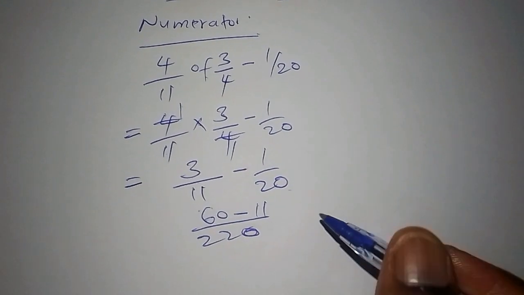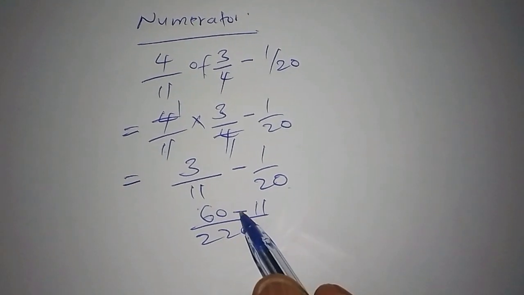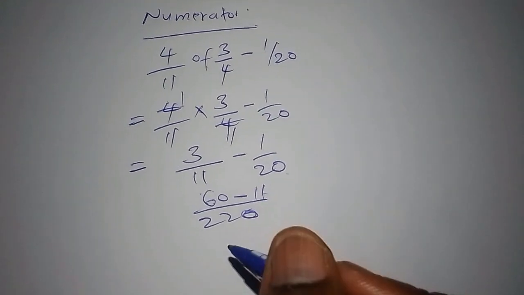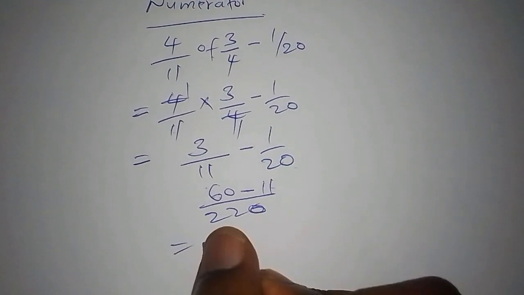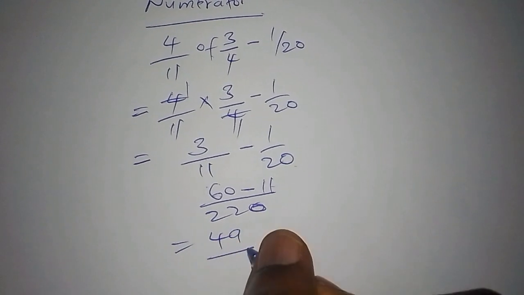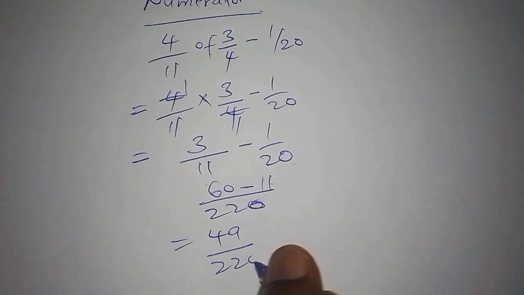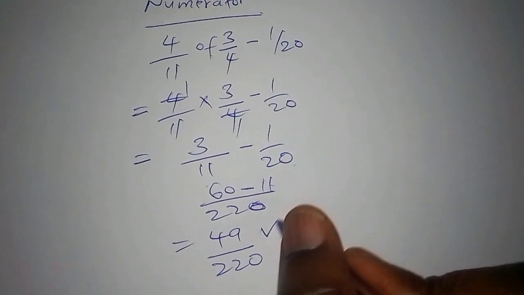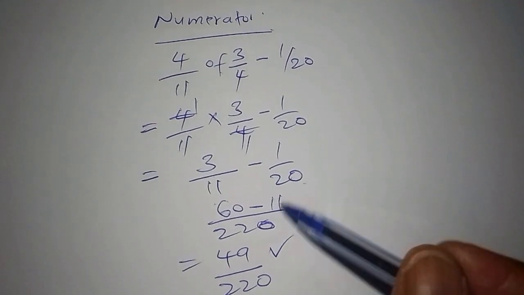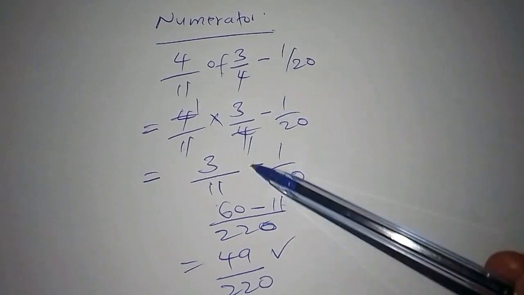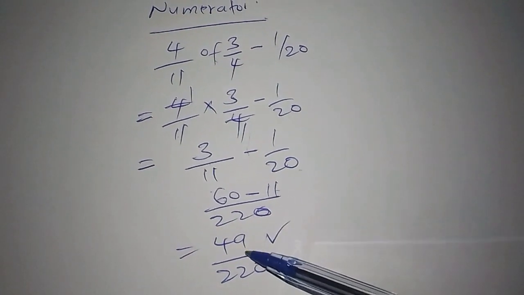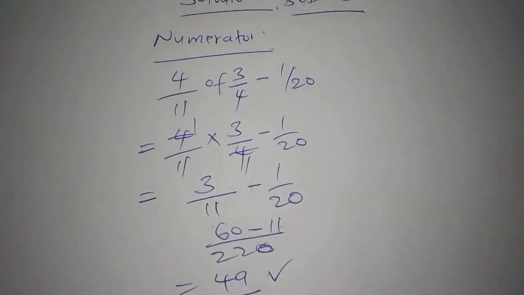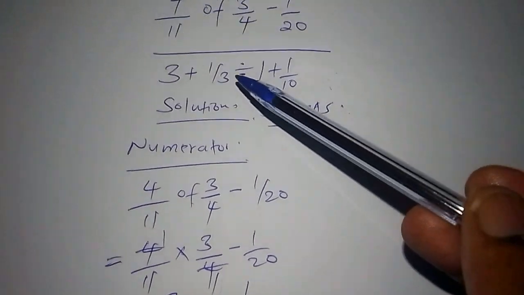So from there, when you subtract 11 from 60, we shall get our answer as 49 out of 220. So this is the first answer, for the numerator. This answer becomes 49 out of 220. Let's now move to the denominator. The denominator is this part here.